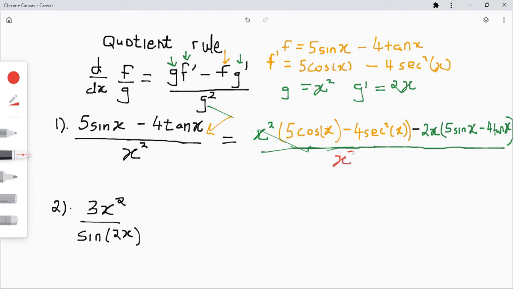Our g is x squared, and we have to square this. Then to simplify, we multiply these exponents together: when an exponent is raised to another exponent, you multiply them. So 2 times 2 is 4, and we remain with x to the power 4. And so this is our answer.